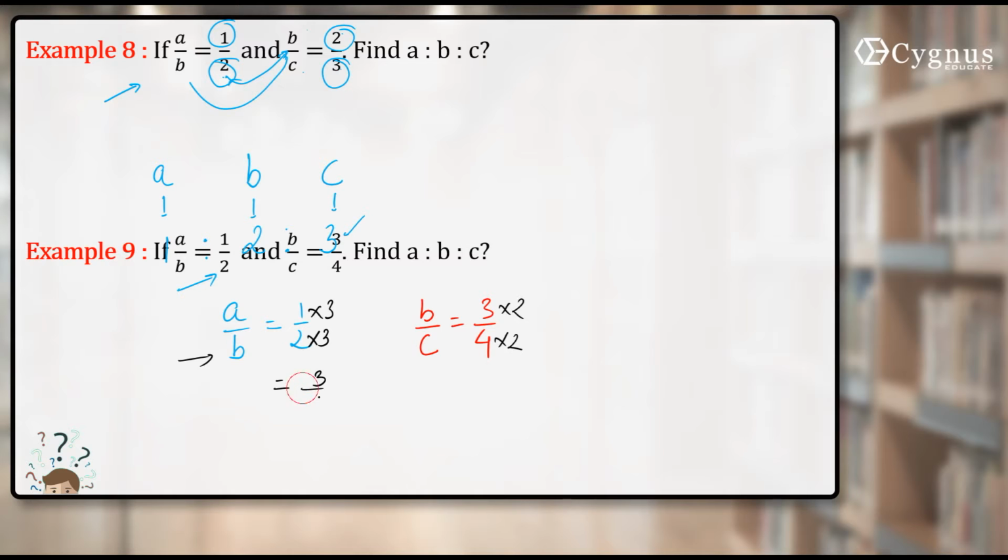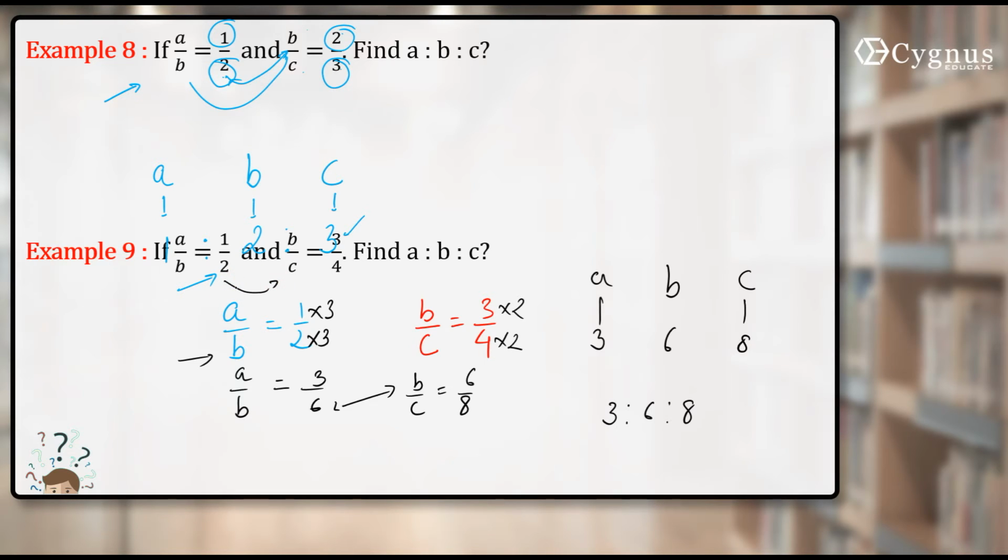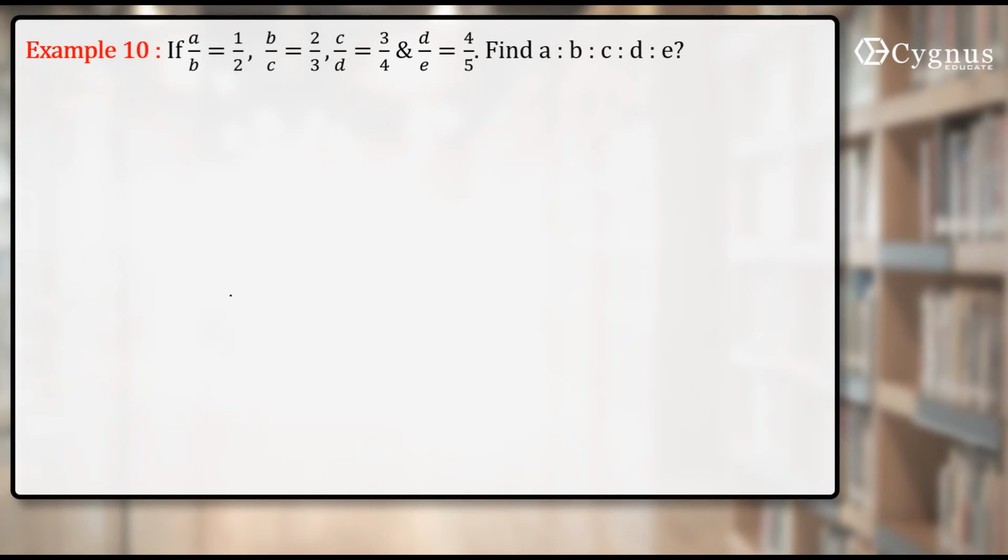Now how do we read this? A by B is 3 by 6. B by C is 6 by 8. So can we say when B is 6, C will be 8 and A will be equal to 3. So the answer becomes 3 is to 6 is to 8. So what should be the correct approach here? Always compare two ratios, look at the common variable, try to make the value of the variable the same in both the statements. Yes or no?